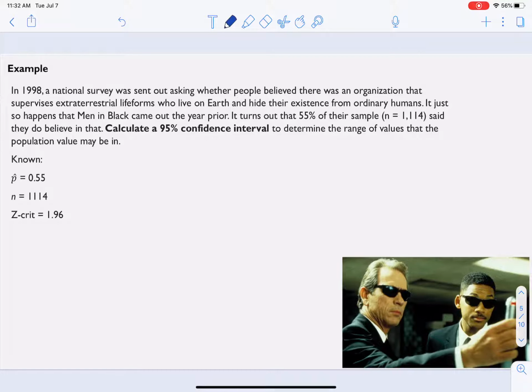It also just so happens that Men in Black came out the year prior, 1997. This is true. This is real. This is a real thing. I think Reader's Digest did it.